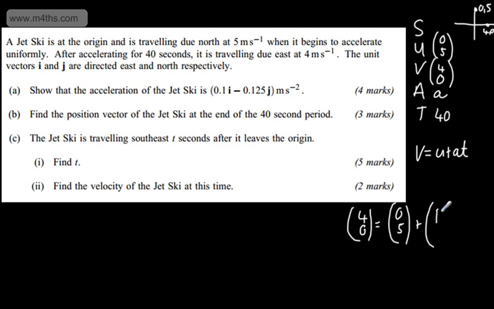acceleration, and I'm just going to call this p and q. So p now is the horizontal acceleration, q is the vertical acceleration, if you like, or in the x and y direction, and then we're going to have multiplied by 40. So if we equate the i's, we can say that 4 is equal to 40p.